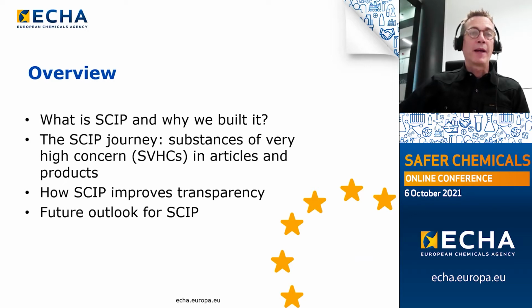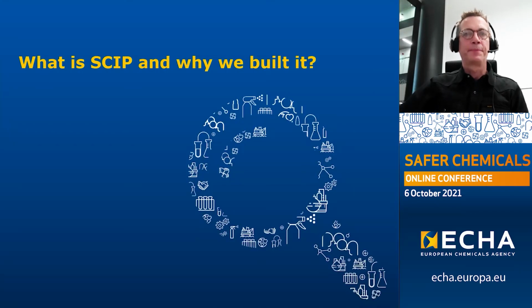We'll also take a look backwards at the SCIP journey until now, building a database to track substances of very high concern in articles and products. And from now on, I will refer to SVHC, substances of very high concern, as it is a bit of a mouthful. We'll explain how the SCIP database aims to improve transparency in terms of SVHC. And as I mentioned, we'll take a look also at the future outlook for SCIP.